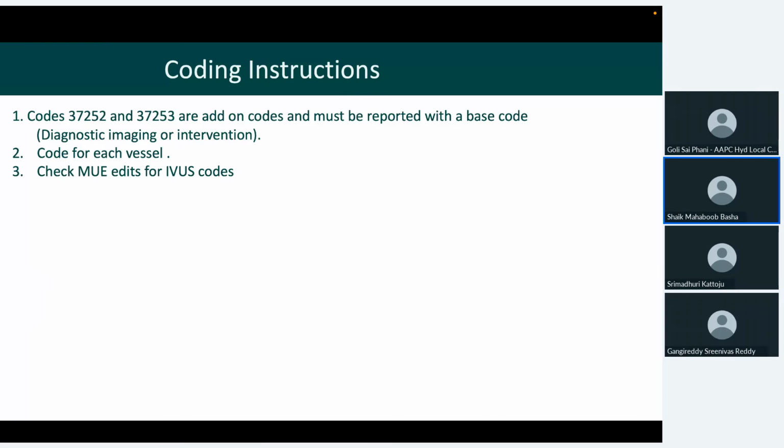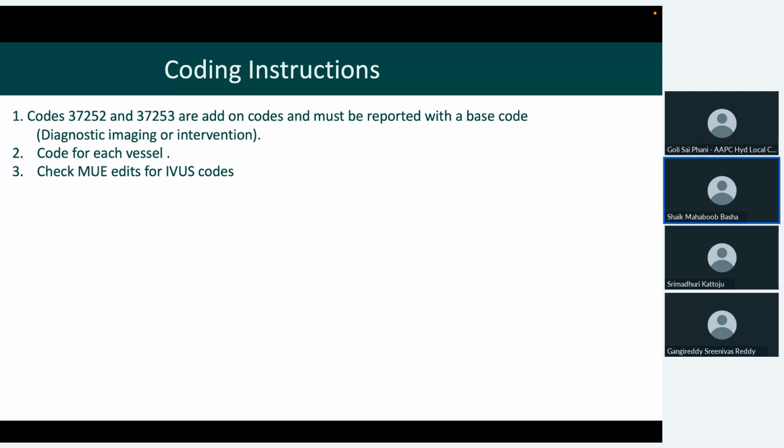So what are the coding instructions? We have only two codes, 37252 and 37253. These two are add-on codes and must be reported with a base code. It may be a diagnostic or therapeutic intervention. So this should be coded for each vessel.